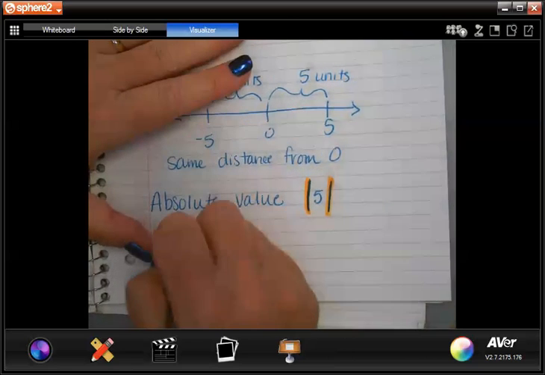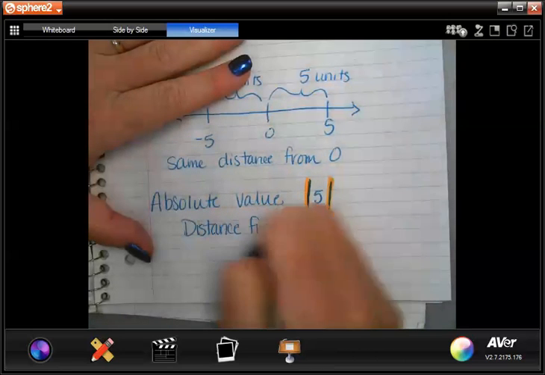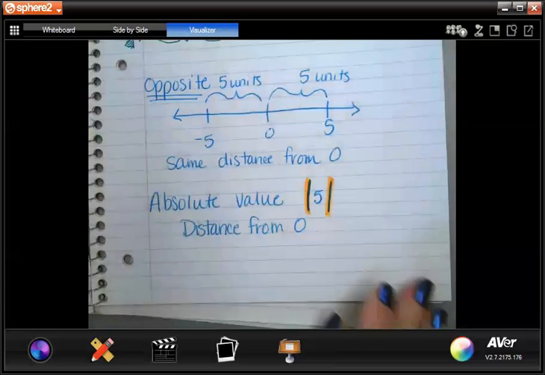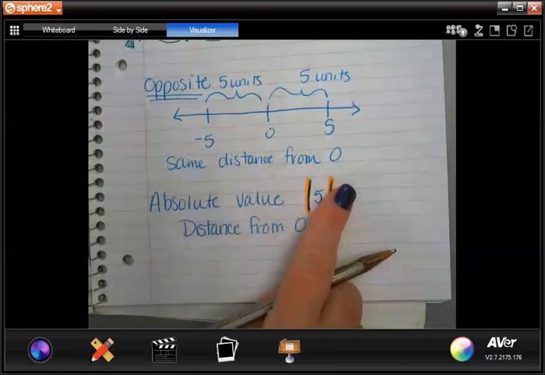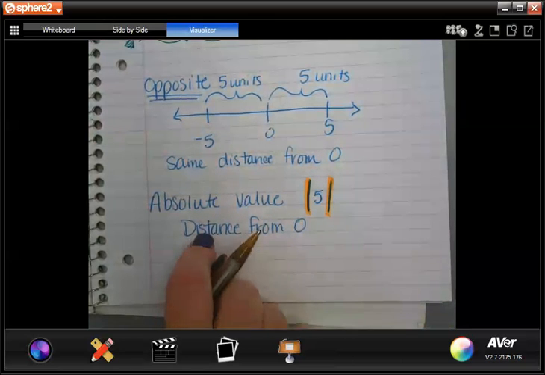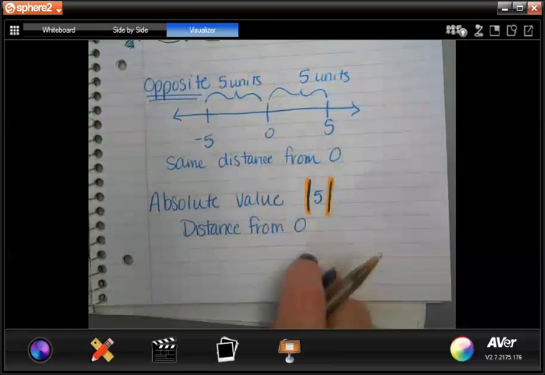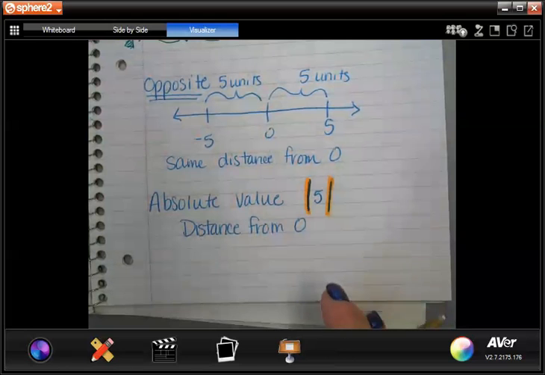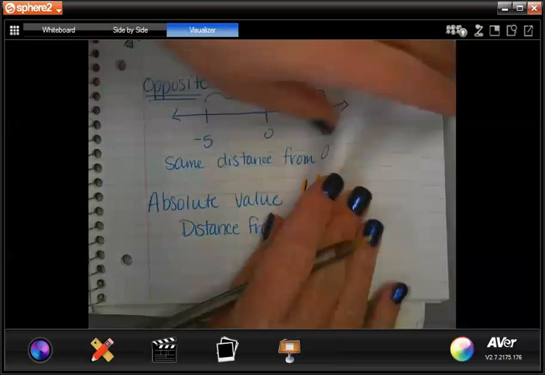Okay, and what absolute value is, it is the distance from 0. Okay, so opposites have the same distance from 0. That's what opposites are. But absolute value is whatever that number's distance is from 0. That is your absolute value. Okay, so let me show you an example.